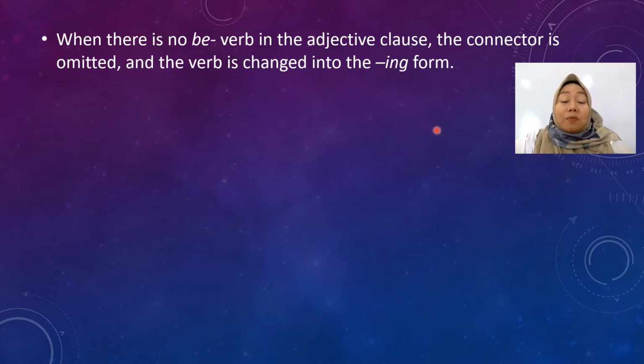But what if the clause doesn't have a be verb? Okay, if the clause doesn't have a be verb, then if we want to reduce the clause, the connector is still omitted. Yeah, we omit the adjective clause connector, and then the verb is changed into the ing form. So whatever verb there is, it is changed into the ing form. Let's take a look at the examples.